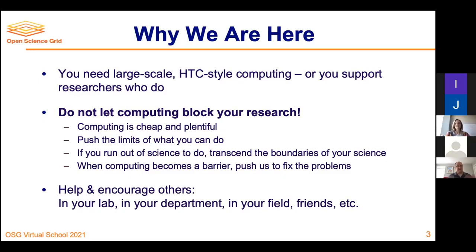And then as you're learning more and perhaps putting more of this into practice yourself, please help and encourage others who maybe just haven't heard about high throughput computing and what it can do. This may be as simple as another member of your lab, all the way out to folks in your field, friends in other fields, and so forth. But we find that we don't run a big advertising campaign. We don't go out and try to tell people all the time about what we do.